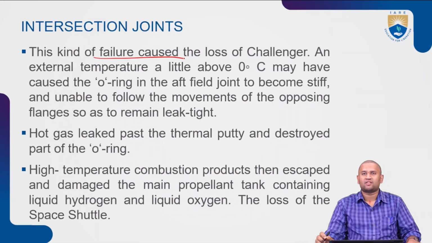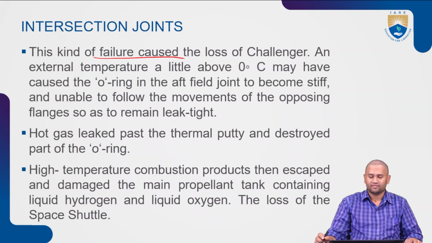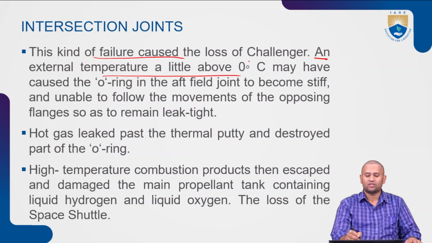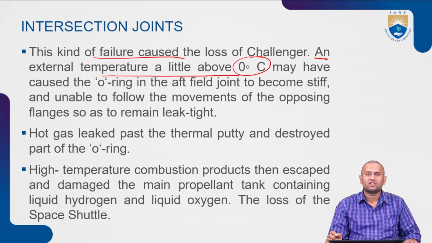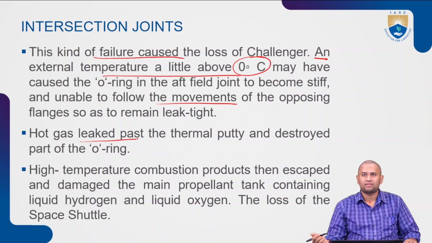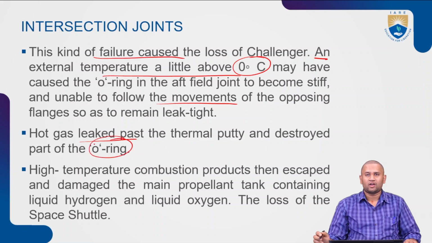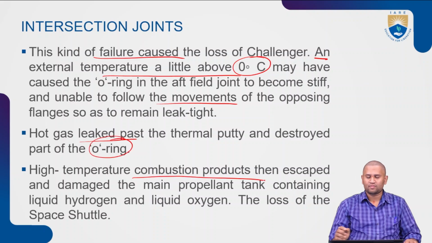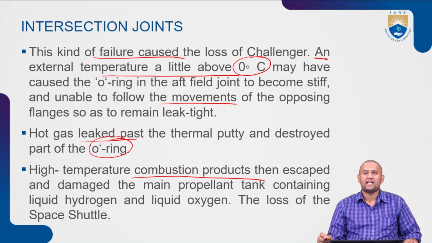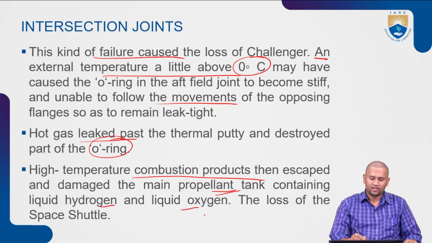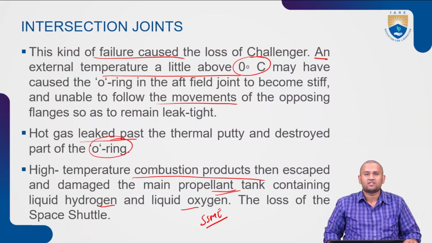This kind of failure caused the loss of Challenger. What happened during this? An external temperature a little above 0 degrees centigrade may have caused the O-ring in the aft field joint to become stiff and unable to follow the movements of the opposing flanges so as to remain leak tight. Hot gas leaked past the thermal putty and destroyed part of the O-ring. As the O-ring was destroyed, the high temperature combustion products escaped and damaged the main propellant tank, which contains the liquid hydrogen and liquid oxygen for the SSME, which resulted in the loss of our space shuttle.